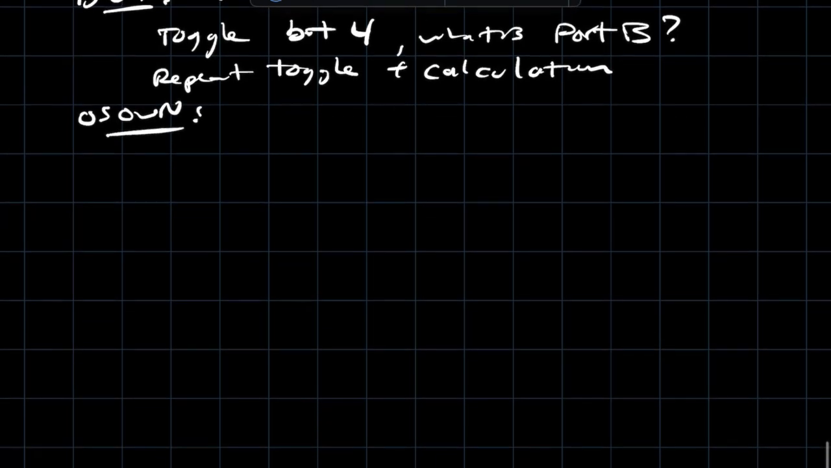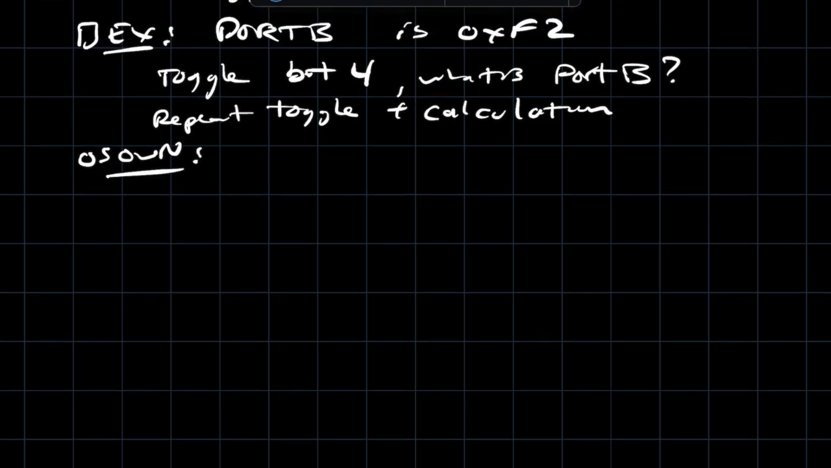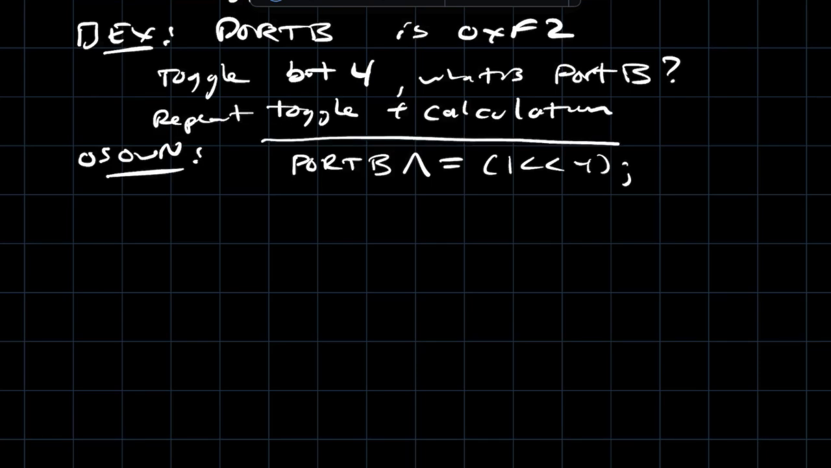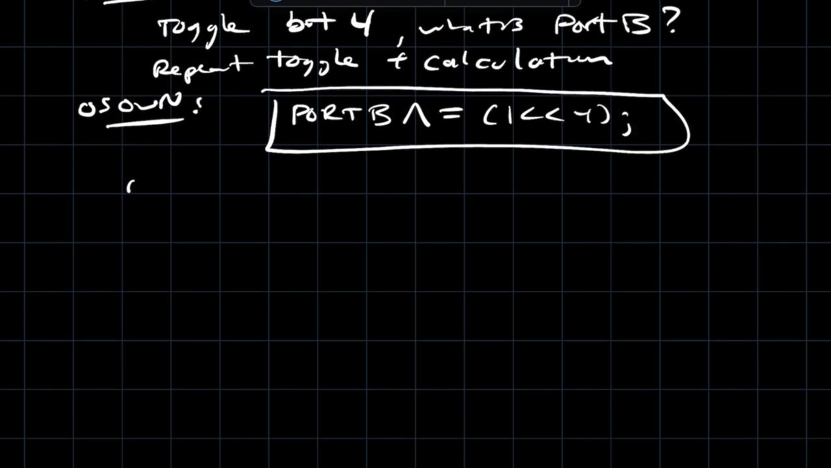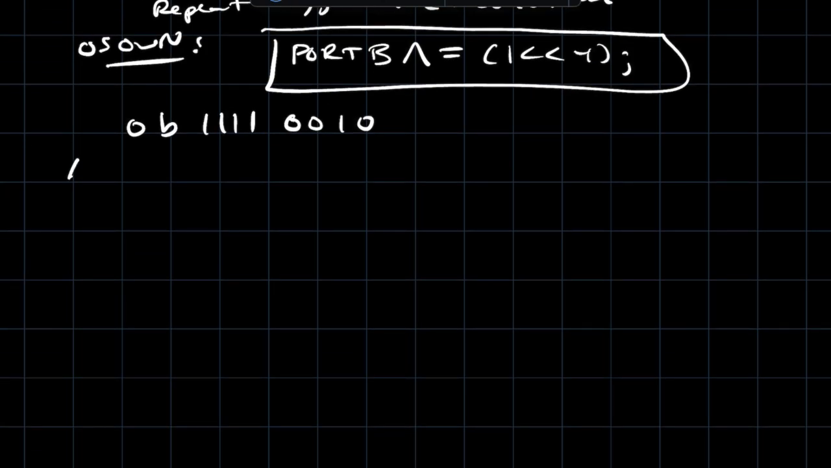The C code solution of this, again, is very simple. PORTB exclusive OR equals 1 left shifted by 4, semicolon. So let's write this out. F2 is the same thing that it's been for all my other examples. And then my bit mask is 0, 0, 0, 1, 0, 0, 0, 0.